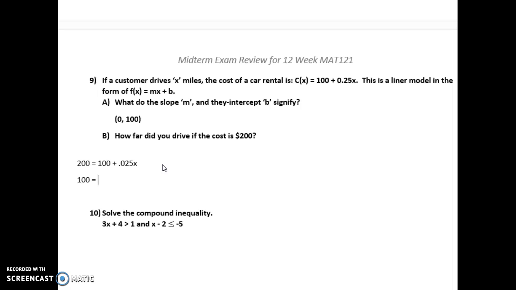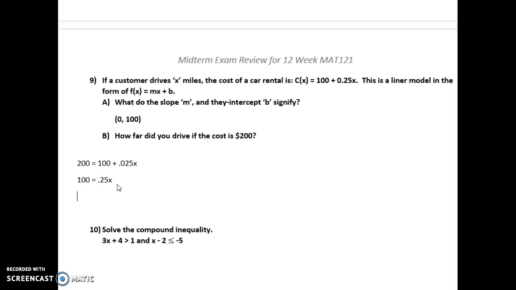It's that initial fee you're paying, $100. So if you paid $200 total, but $100 of that was the initial fee, we subtracted that now. What we have left is $100 extra we're paying based on our miles driven, and that equals 0.25 times x. So divide both sides by 0.25, and you'll get that 400 equals x.